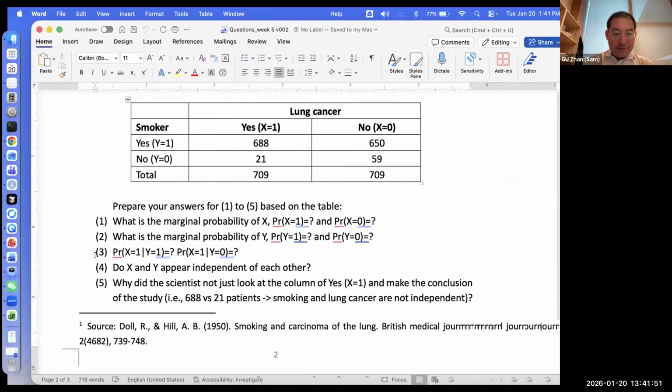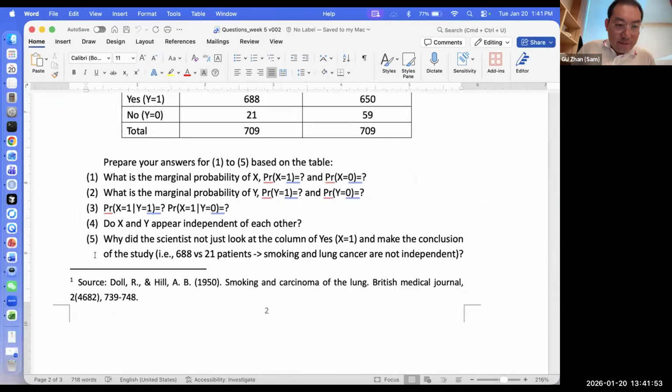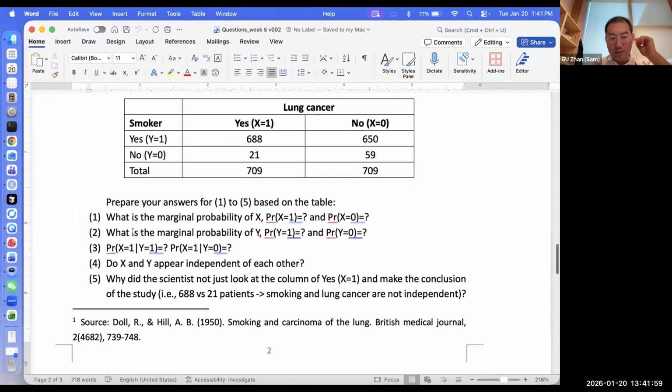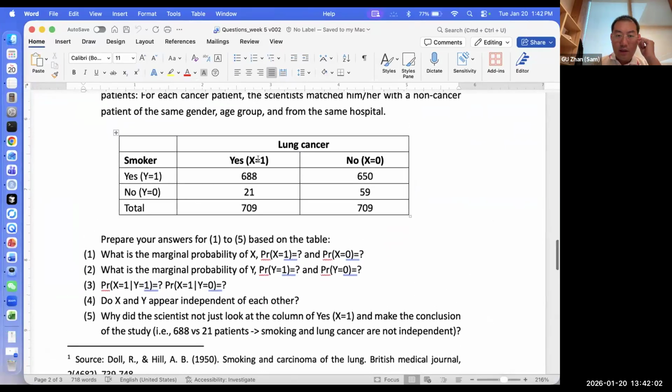So 5.3. When you see a bar, it is a conditional probability. Conditional probability, y equal to 1. So the no lung cancer you just completely ignore. Your entire universe is now y equal to 1. Y equal to 1 is all the smokers. Out of these smokers, how many of them are getting cancer? 688 divided by 688 plus 650, because they are all y equal to 1.